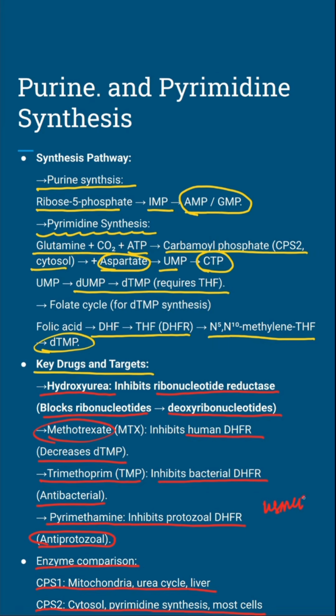Easy way to remember: 1 is for liver and 2 is for everything else. And that's your metabolic crash course. Purine, pyrimidine, and the power of folate, all Step 1 gold.